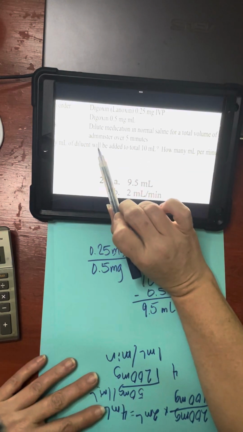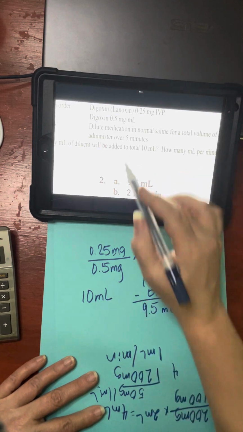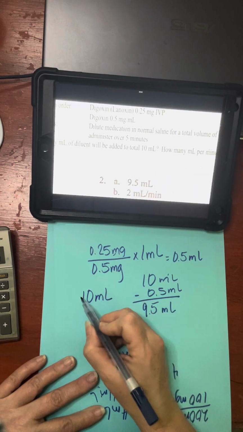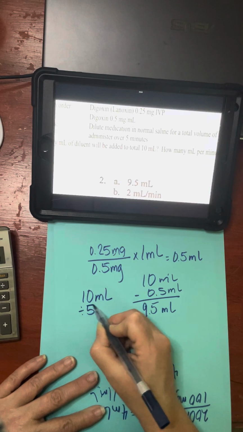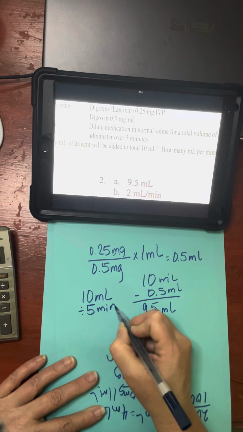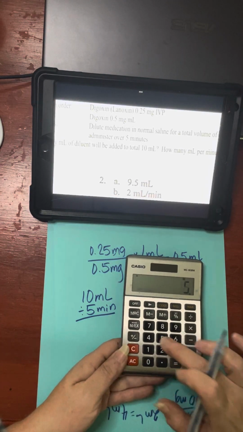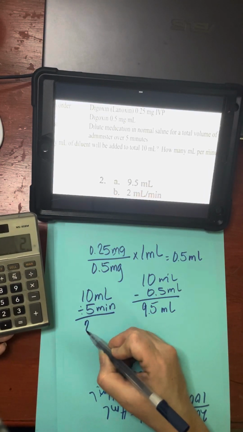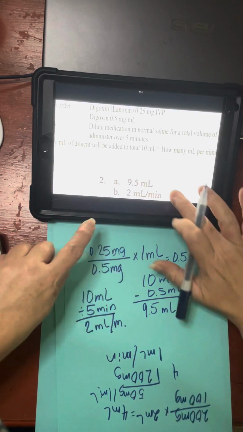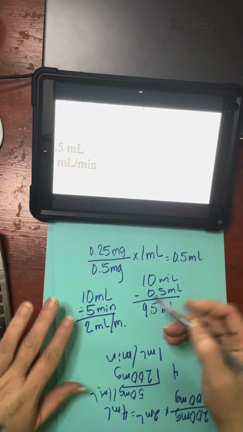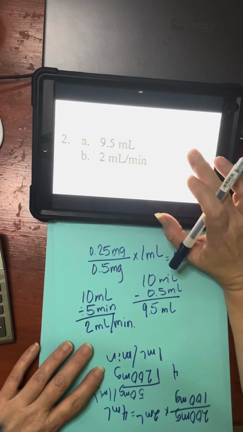And then we got to administer the whole 10 milliliters over 5 minutes. So if we do 10 milliliters and divide that by 5 minutes, we'll see how much we got to give per minute. 10 divided by 5 equals, we got to give 2 milliliters per minute. Look, sure enough. We're just saving people. That's simply how we roll.